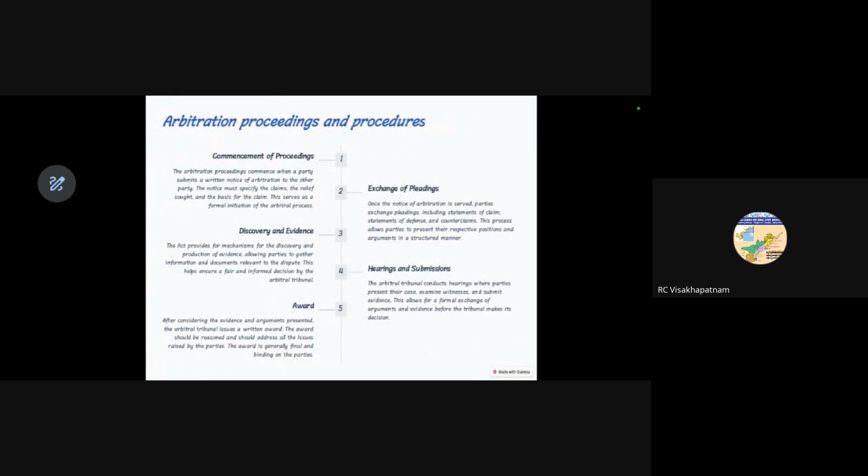So what is the procedure regarding the arbitration? First, commencement of the proceedings. Second stage is exchange of pleadings. Third stage is discovery and evidence. Fourth stage is hearing and submissions, and fifth stage is the award. Same as the procedure in the court itself.